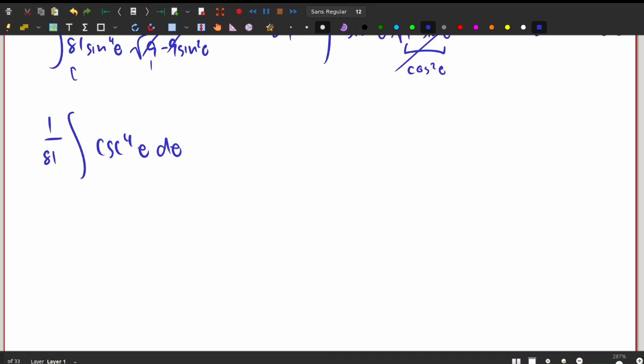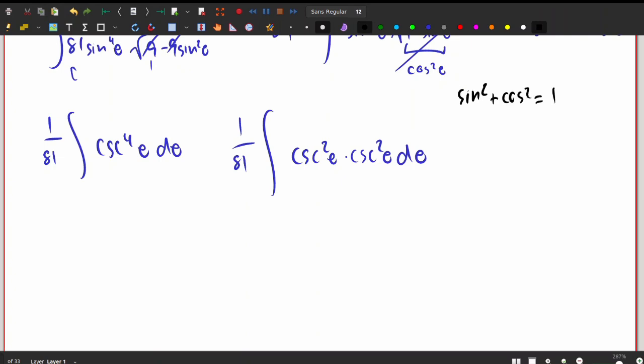Now this is another integral that we have to use a trigonometric identity to solve because it's not super apparent, so let's rewrite it. This is going to become 1 over 81 integral of CSC squared theta times CSC squared theta d theta. And now remember, the earlier trigonometric identity we had was that sine squared theta plus cosine squared theta is equal to 1. Now what we did to obtain the other identity was that we divided everything by cosine squared. This time we're going to do the exact same thing but with sine squared. This gives us the identity of 1 plus cot squared theta is equal to CSC squared theta. And we're going to plug that in for one of these terms.